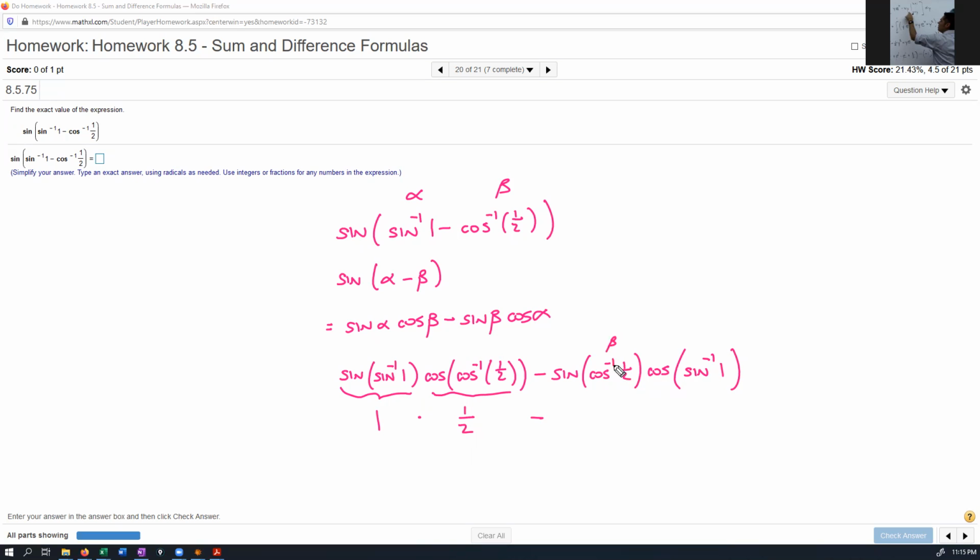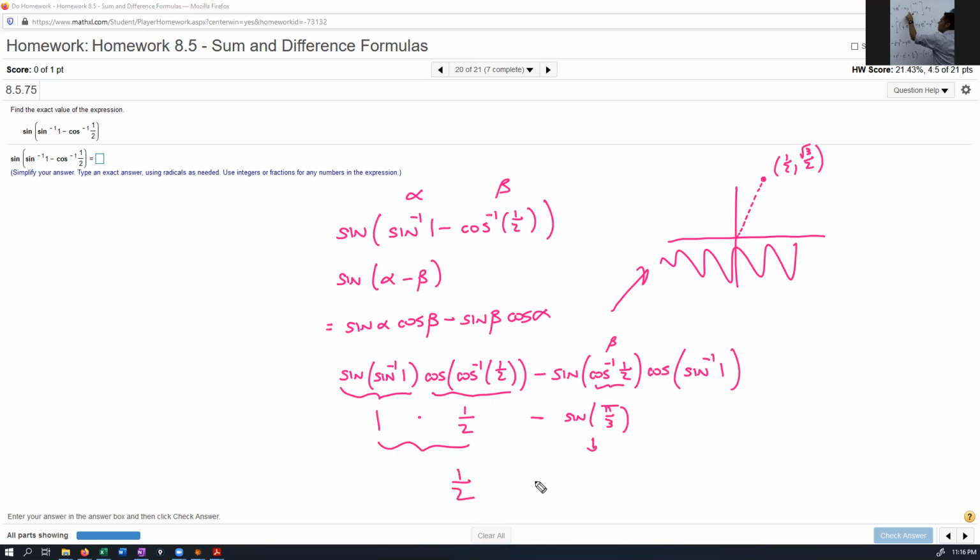Minus, now here, the way you look at this is that this here is beta, right? So this is some angle. Cosine inverse of a half is an angle. Since we're doing cosine inverse here, I can only look in the first and second quadrants. Cosine is the x coordinate. So where's the x coordinate 1/2? And that happens right here. That's 1/2, √3/2. So this is just sine of pi/3. And then these multiply together as 1/2 minus, so sine is the y coordinate there, which is √3/2 times, now I need to do the same thing for this.